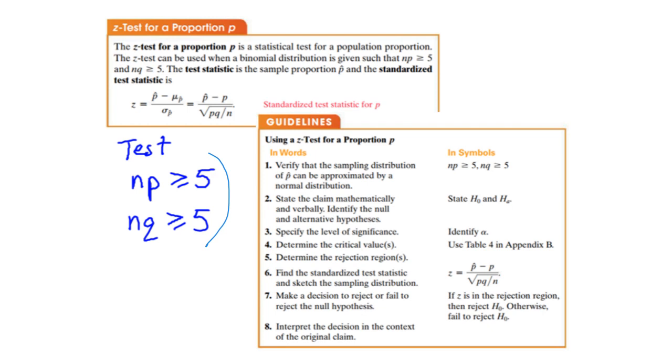We're going to have rejection regions. We're going to have a critical value versus a test statistic. We've got the p-values. It's just that we're going to be in proportion stat.